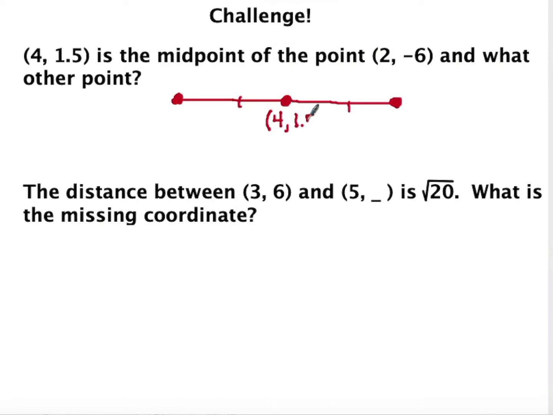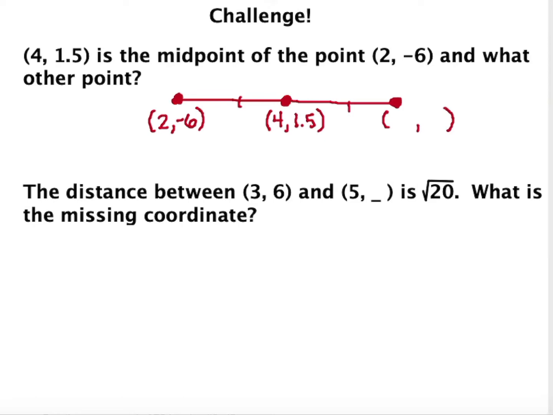So you're going to have to read some of these problems carefully. 4, 1.5 is the midpoint of the point 2, -6. Did you notice I didn't even draw a graph here? It's because I'm about to use a shortcut. It's the midpoint of 2, -6 and what other point? We're trying to figure out not the midpoint this time, but the other endpoint.